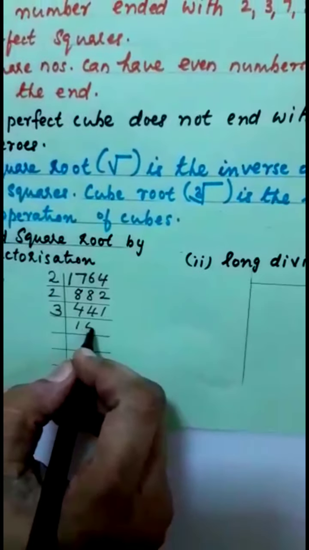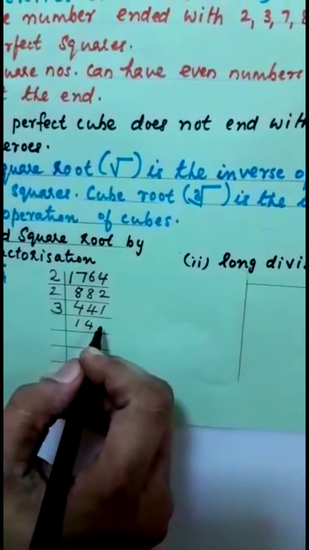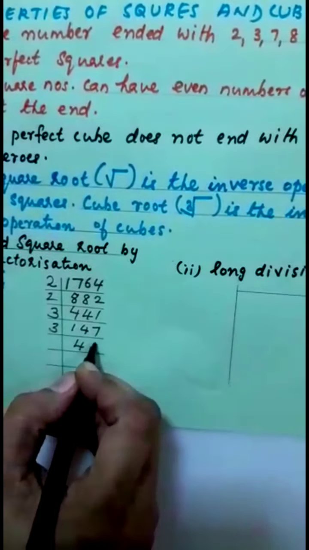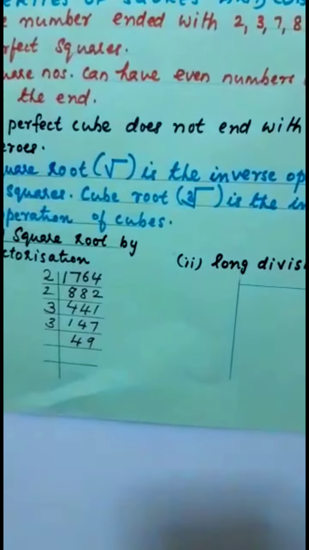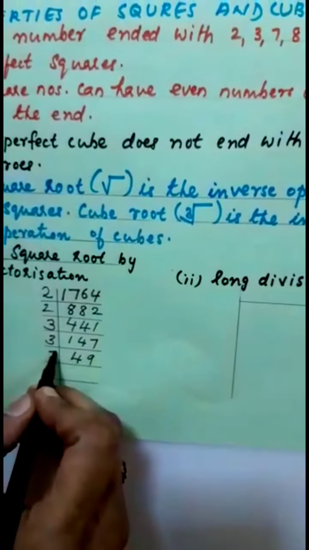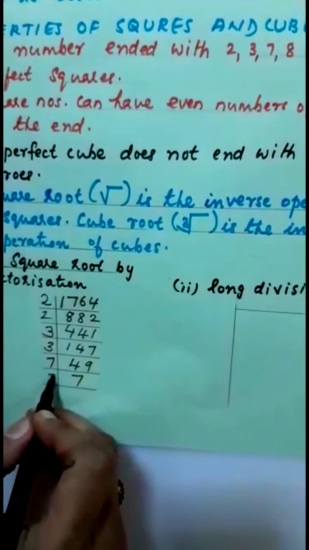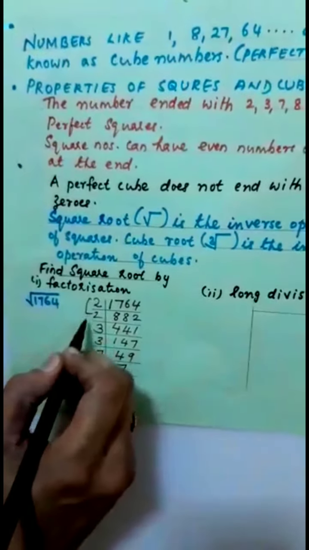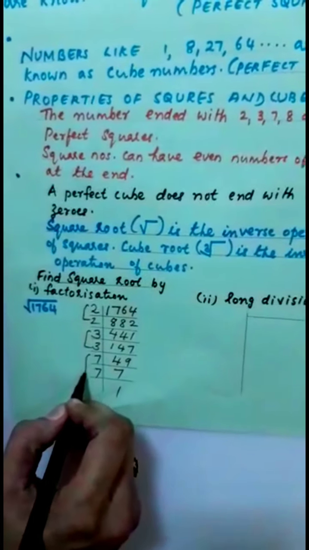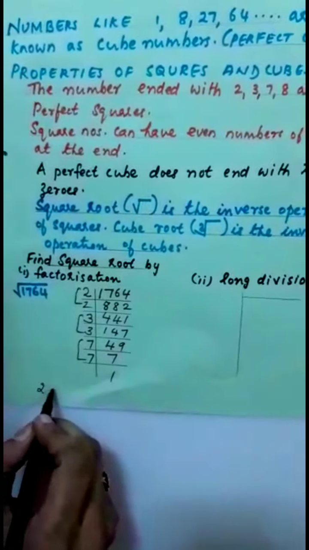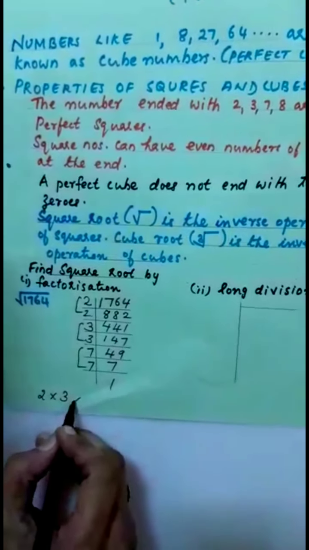When we divide, you are getting 147. Again by 3, 49. 49 is divisible only by 7, so again by 7, and then by 7, 1. And we have to take pairs only. This is square root, so how many pairs are there? So 2 into 3 into 7.